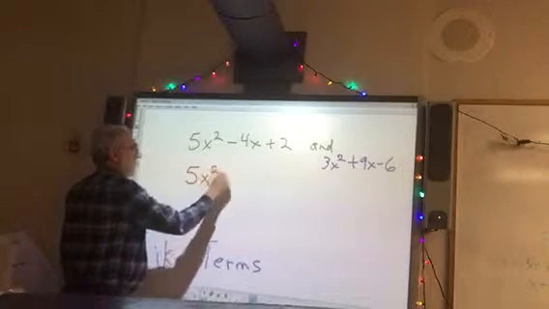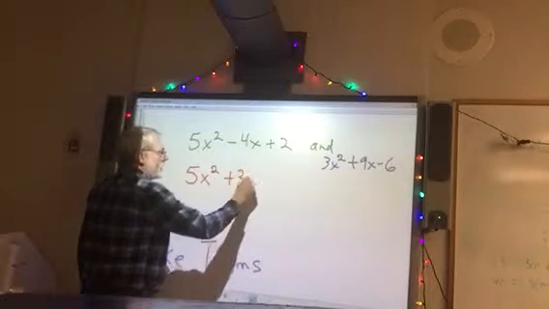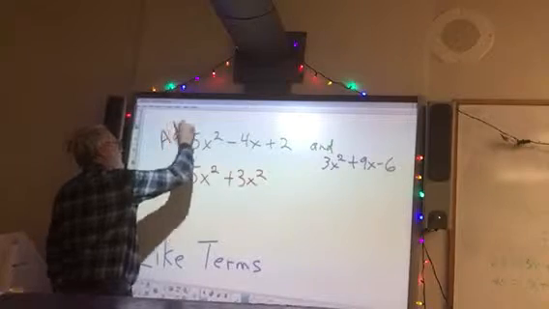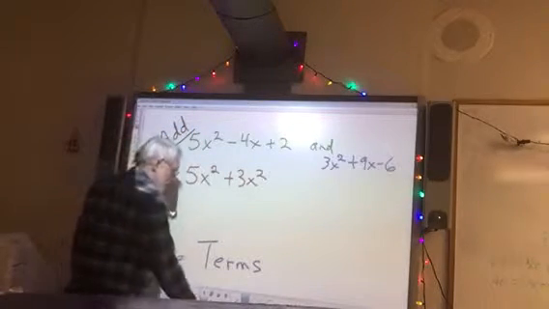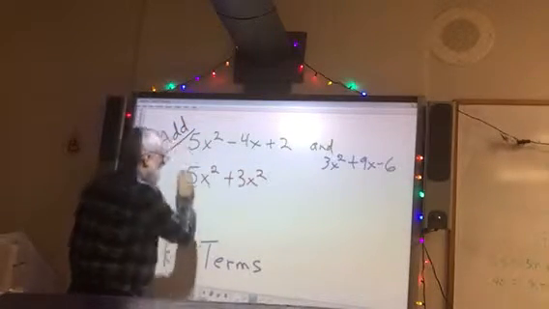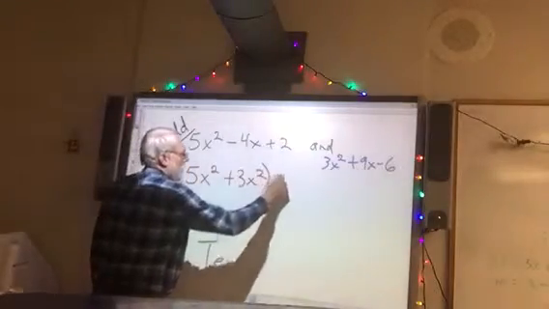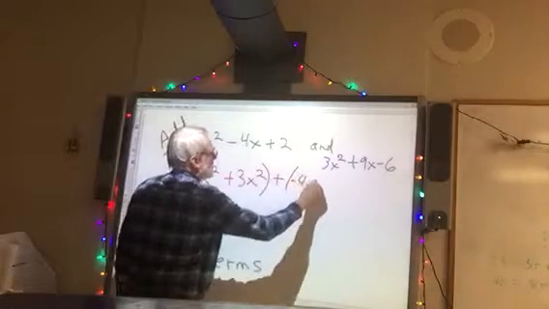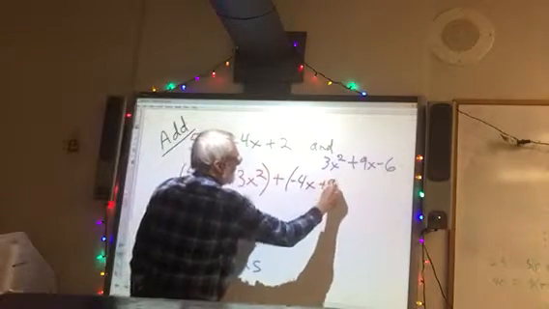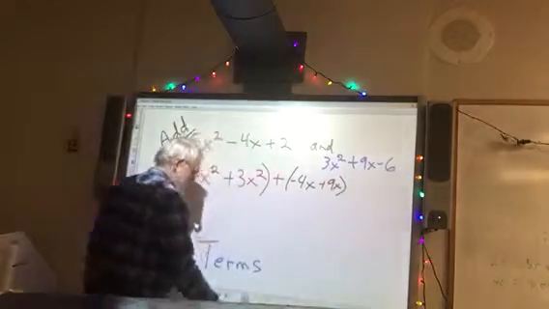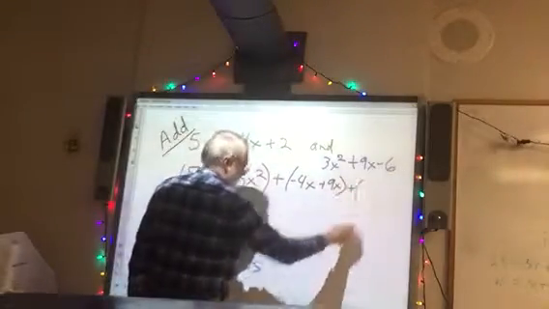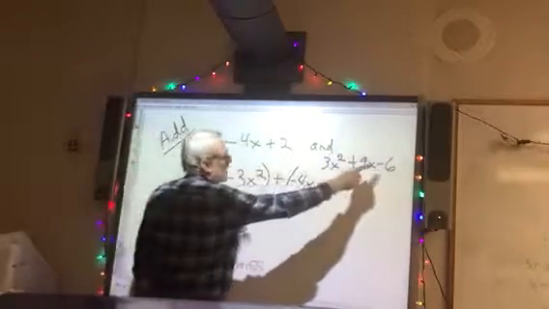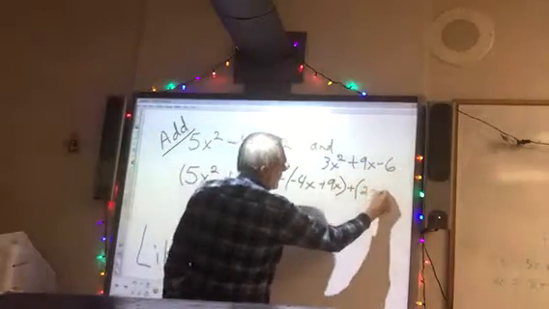5x squared plus 3x. Forgot to say over here, add. I said it in words, but there it is printed. Plus negative 4x plus 9x plus 2 plus negative 6.